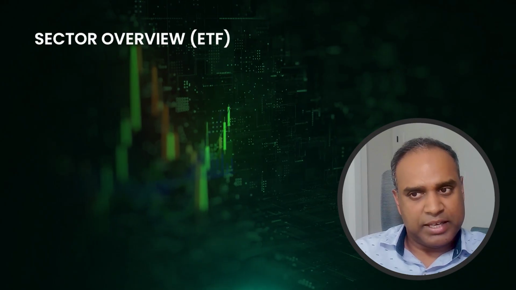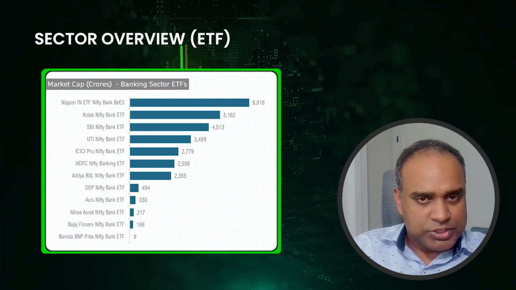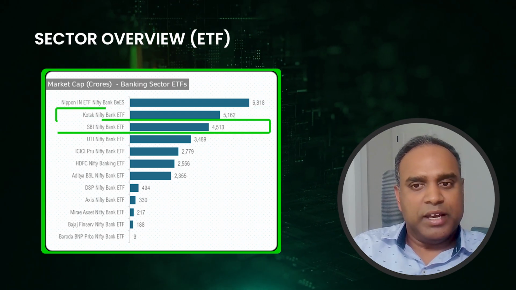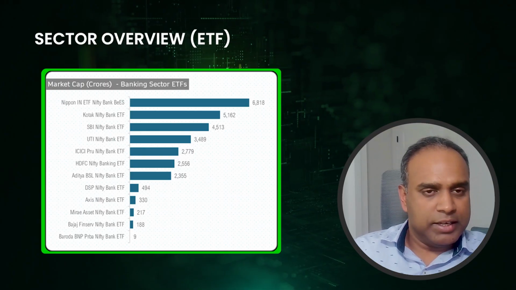Now there are about 12 or 13 different ETFs in the banking sector in India. And if I'm looking at the top ETFs in the banking sector in terms of market cap, the top three are the Nippon India Nifty Bank BeES, which is what we're looking at, and also Kotak Nifty Bank ETF and SBI Nifty Bank ETF. So these three are the top three in terms of market cap.